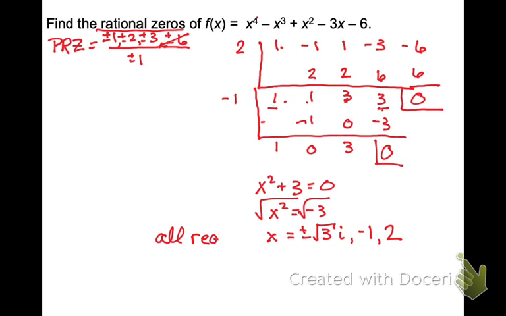The thing that you divide by is the zero. Yes, they are zeros because they came out to be zeros. Now this could have come out to be zeros also, which it did, but are they real? No. So these are all the zeros. So what are the rational zeros? -1 and 2.